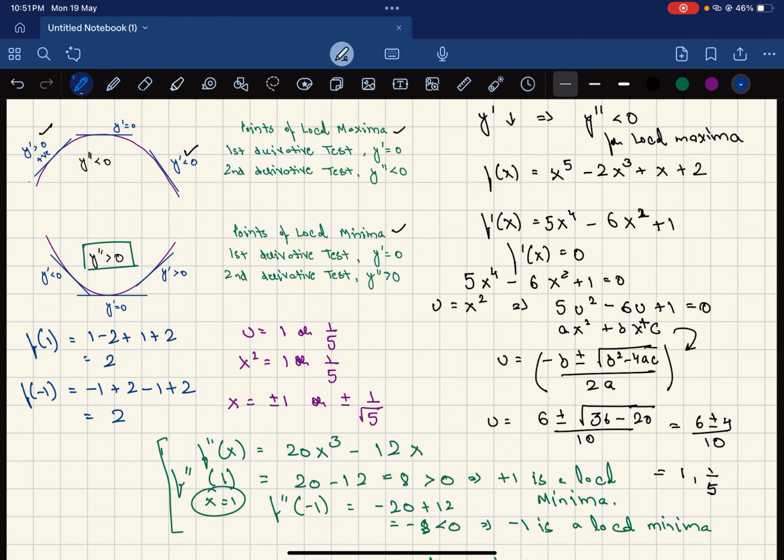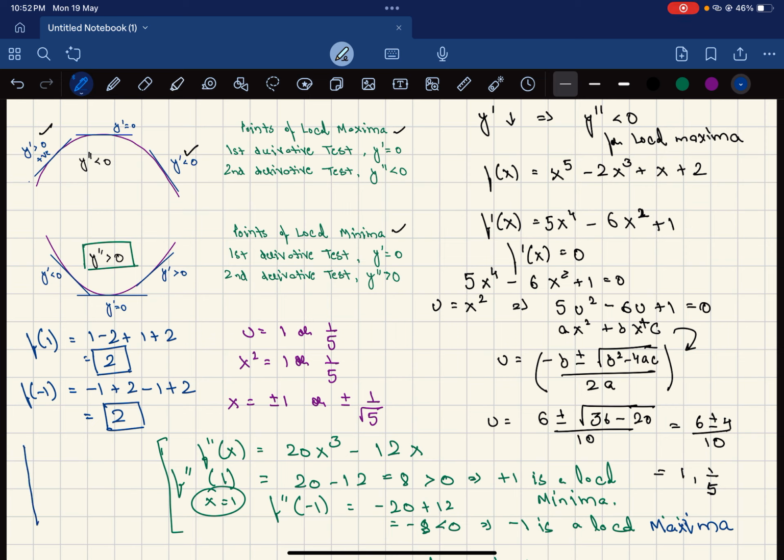So we see that although the values here are equal, the point x equal to 1 is a local minima, and minus 1 is a local maxima actually, because the second derivative was less than 0. So this is a local maxima, while plus 1 is a local minima. So how is that possible?